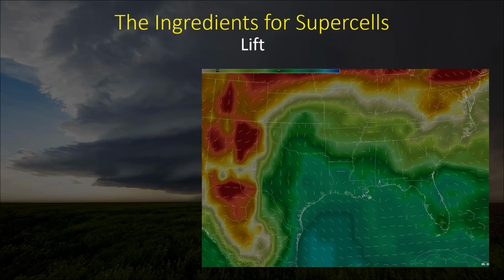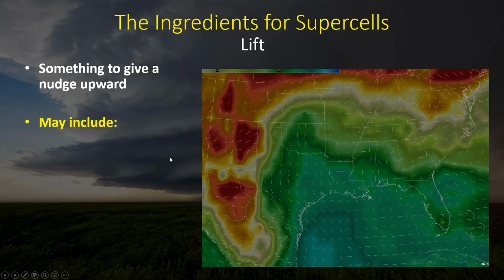And all that lift is, hit next, Alex, please, is something to give a nudge upward. So sometimes that's all that it really takes for a thunderstorm to develop, given a favorable and unstable environment. Often we need some type of focus to actually lift that air parcel initially to get it to start rising in the atmosphere. So there are multiple things that we look for that can be a cause of lift.